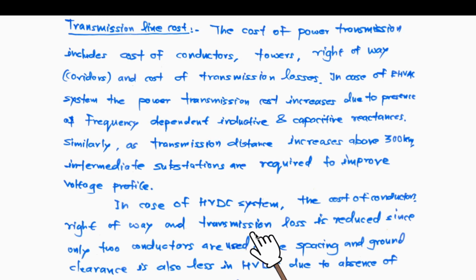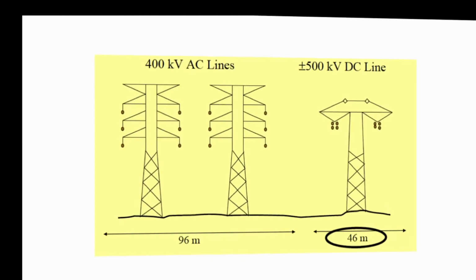Transmission losses are also affected by the number of conductors involved in bulk power transmission. If there are only two conductors, transmission losses are drastically reduced. So this is what concerns the transmission line cost. Now let us check one simple comparison of bulk power transmission in the form of a diagram.